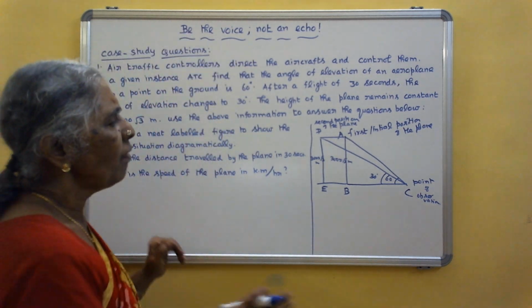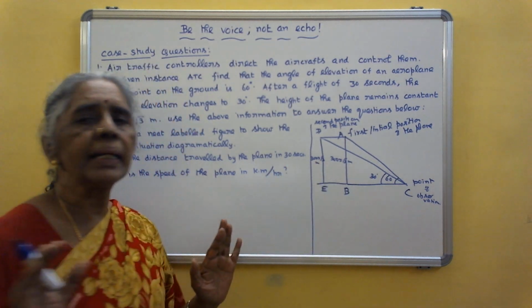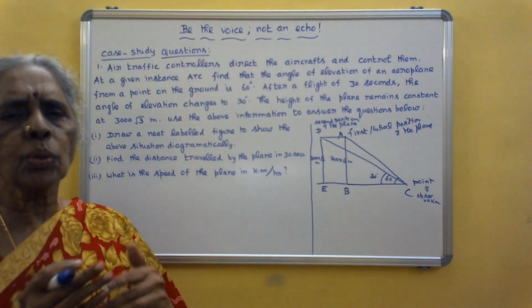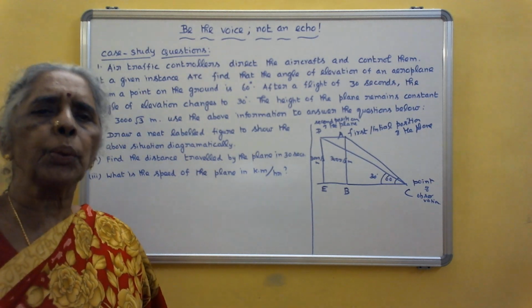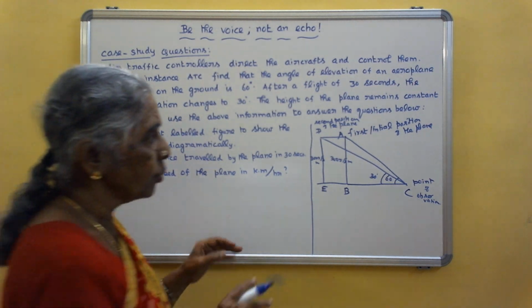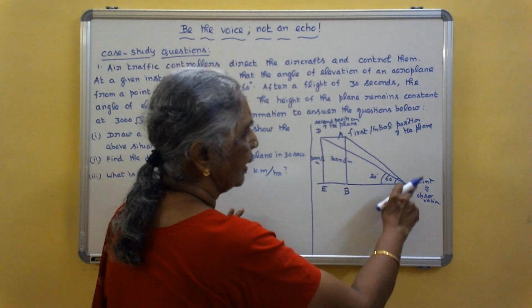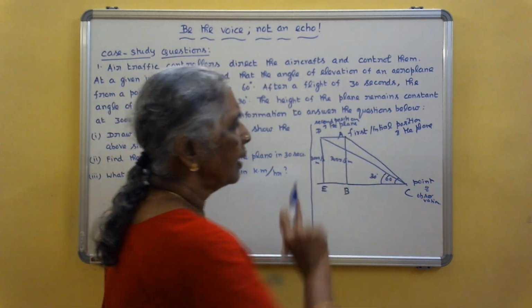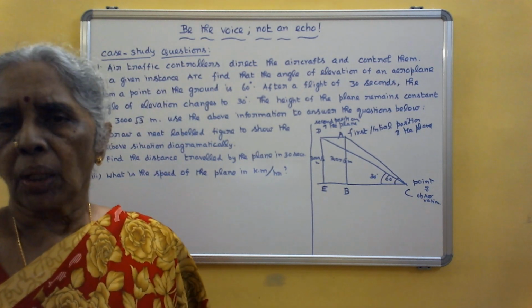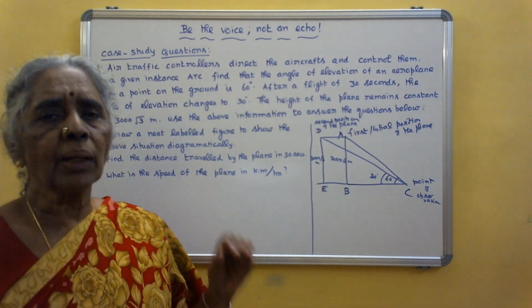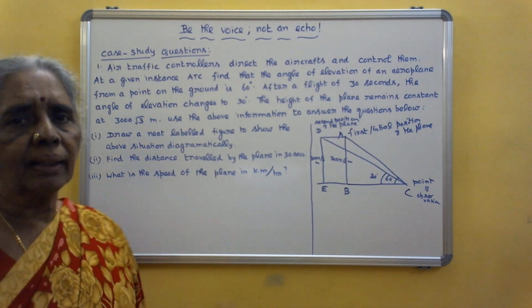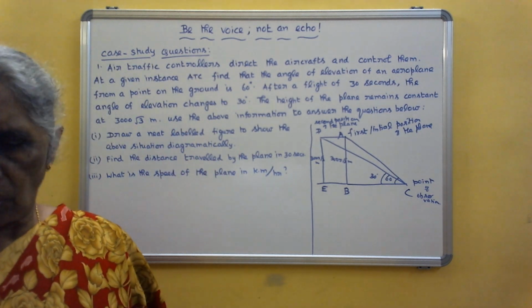Okay. Now, how are we going to find this AD? Now, as I told you in almost all the sums, you will be getting two right triangles. Here also, you are having one right triangle ABC. You are having another right triangle DEC. Using that only, we are going to find the distance traveled by the plane in 30 seconds.